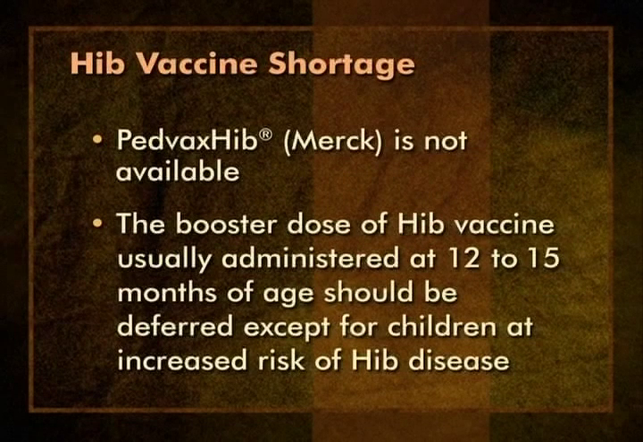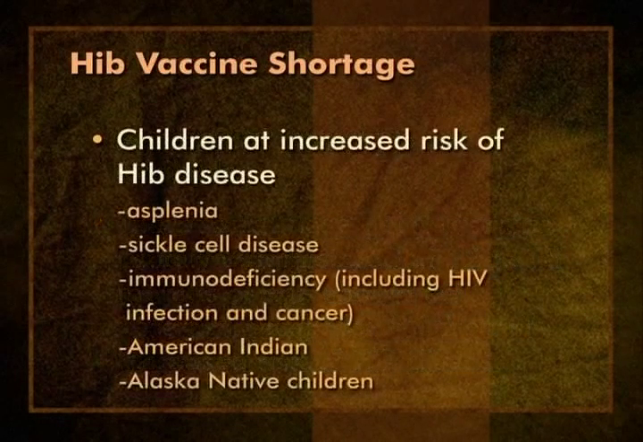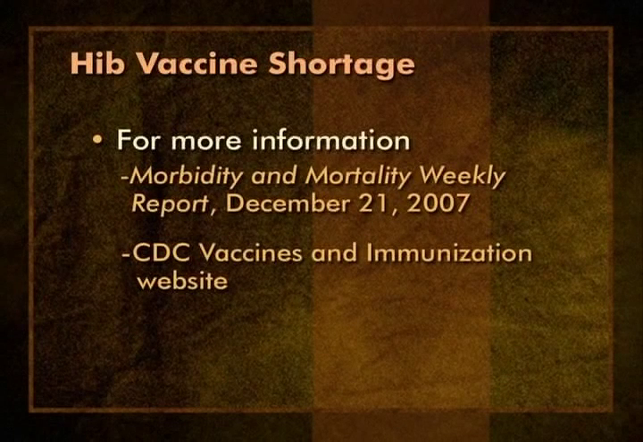At the time this program was updated, February 2009, Merck's Hib vaccine, PedvaxHIB, is not available in the U.S. During the shortage, CDC recommends that the booster dose of Hib vaccine, usually administered at 12 to 15 months of age, be deferred except for children at increased risk of Hib disease. This group includes children with asplenia, sickle cell disease, immunodeficiency, including HIV infection and cancer, and American Indian and Alaska Native children. Details of this recommendation are available in the December 21, 2007 edition of Morbidity and Mortality Weekly Report. Updates on the Hib vaccine supply are also available on the CDC Vaccines and Immunizations website.